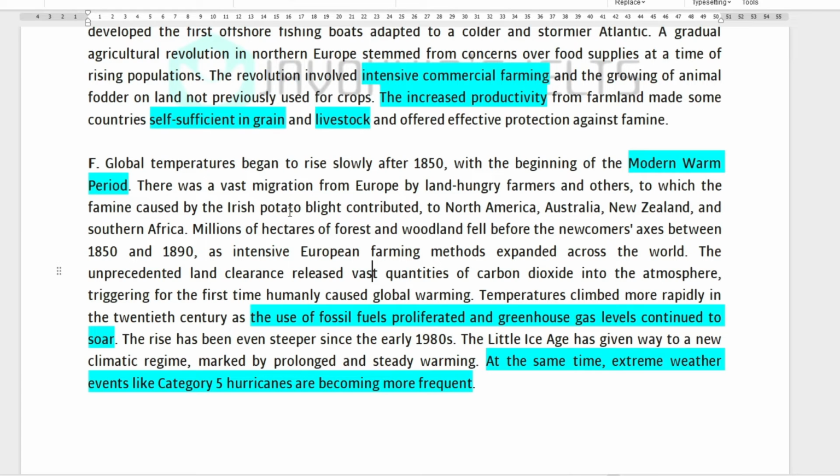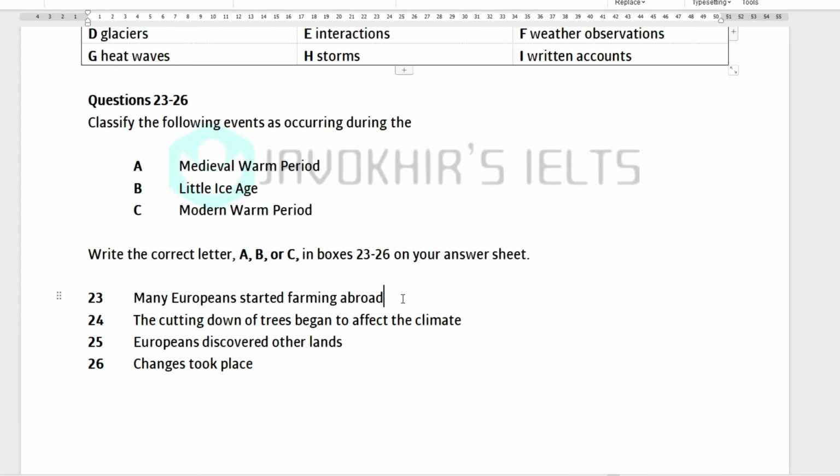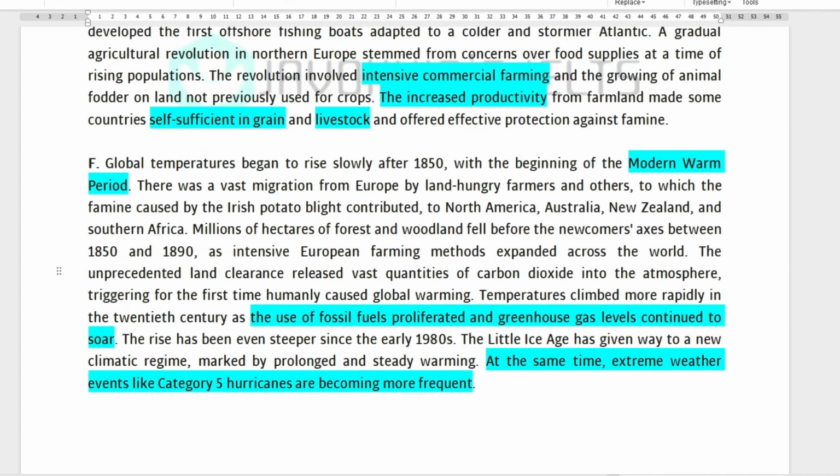So they went farming in North America, Australia, New Zealand, and South Africa. But who did it? Of course, the modern warm period. We want to put C there. That's not E, but C. Okay, there we go. The cutting down of trees began to affect the climate. We know that climatic change is once again here.